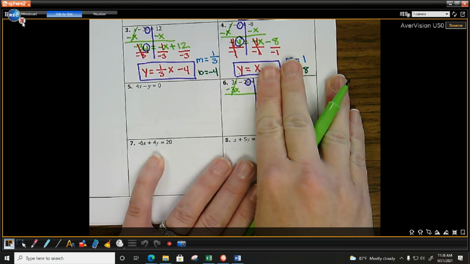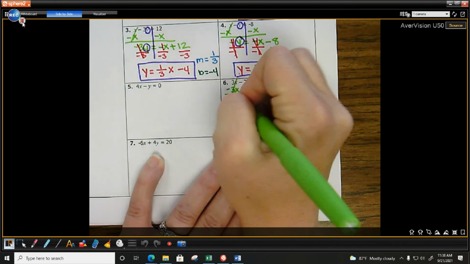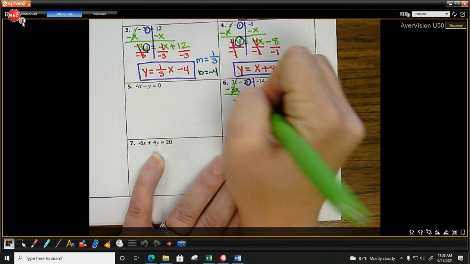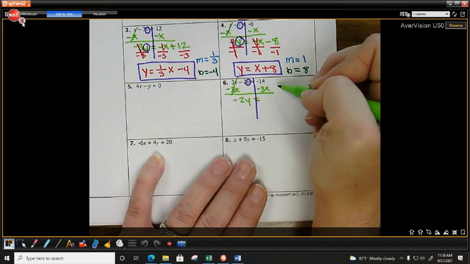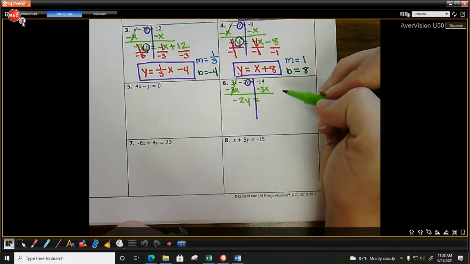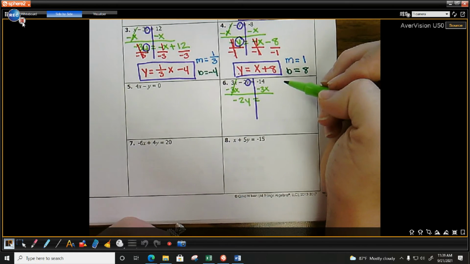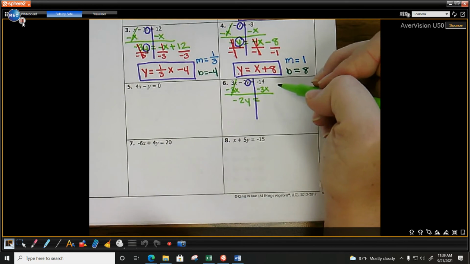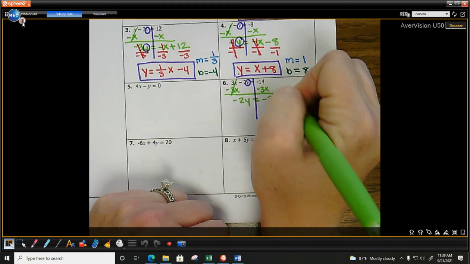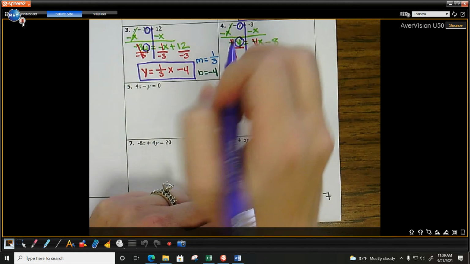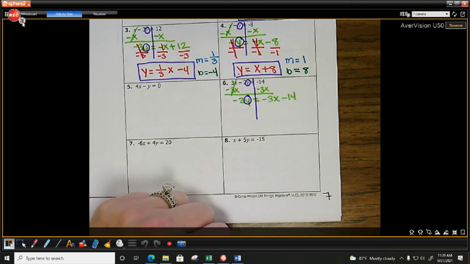Equals, on the right side, what am I going to write? Which one do I want to write first, though? Very good. Negative 3x minus 14. Good job. Keep your y circled. What am I going to do next, Diana? Divide by what? Divide everything by negative 2. Very good.